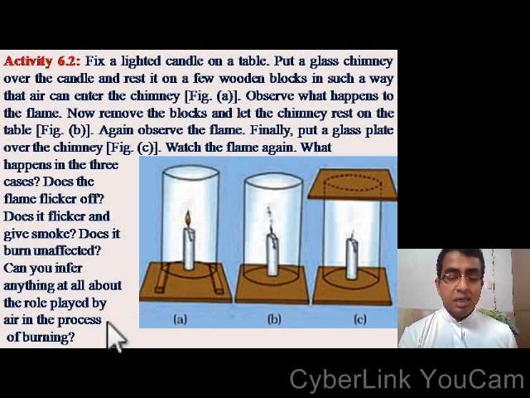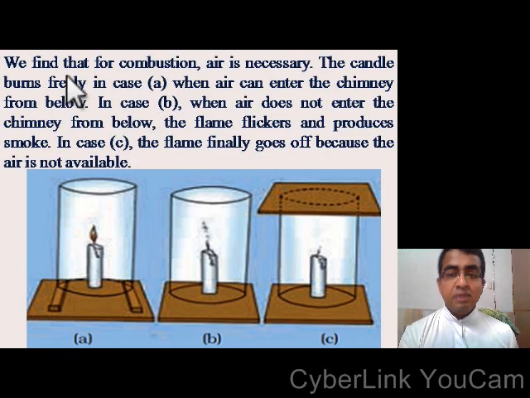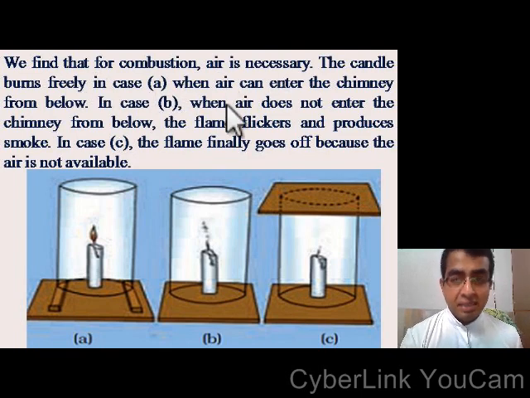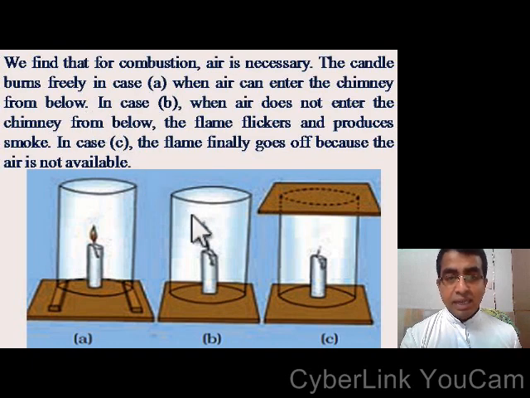Let us see. We find that for combustion, air is necessary. In the first case, the candle burns freely when air can enter the chimney from below. In the second case, when air does not enter the chimney from below, the flame flickers, you can see here, and produces smoke. In the third case, the flame finally goes off because air is not at all available.